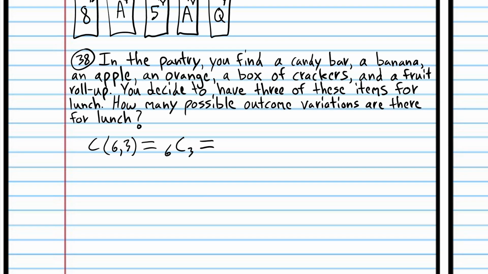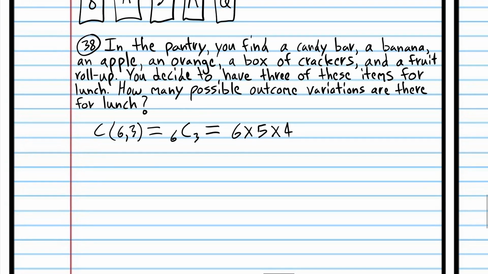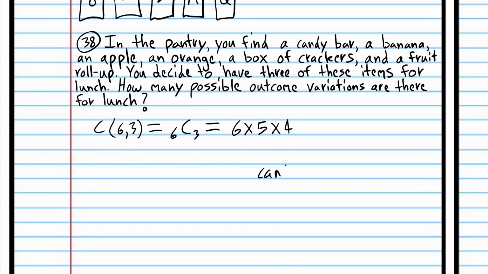So you have 6 things to choose from for the first option, but you can't choose again. There's no repetition here. So you have 5 options for the second choice and 4 options for the third choice. So we're choosing 3 things to eat. But do permutations matter? If you choose the candy bar, then the banana, then the apple, is that different from choosing the apple first, then the candy bar, then the banana? No, it's the same thing. It's the same group of things.